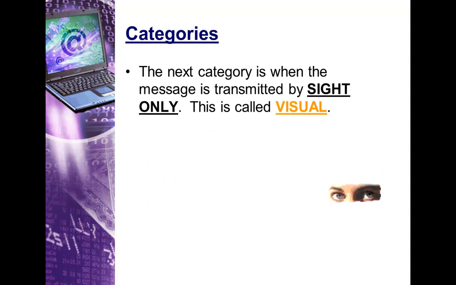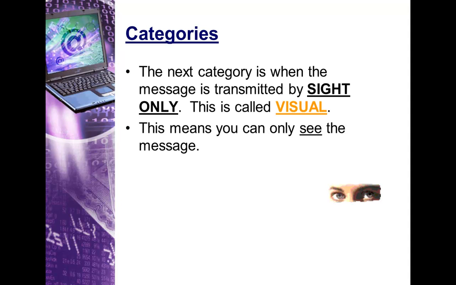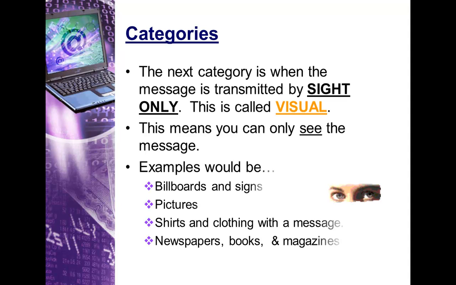The next category we're going to look at is when the message is transmitted by sight only, and this is called visual. The important part is that the message is visual. Graphic communication, which was our first term in this section, would all be visual, and this means you can only see the message. Examples would be billboards and signs, pictures, shirts and clothing with a message on it, which we've already talked about, newspapers, books, and magazines. And this is a little bit easier.